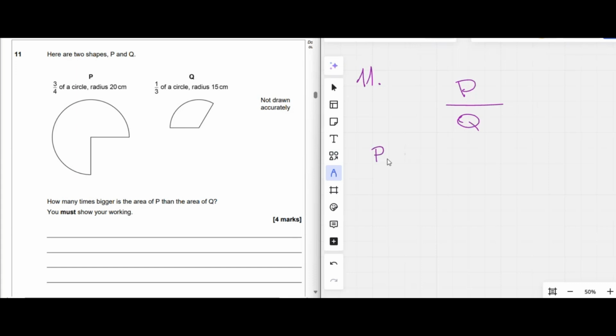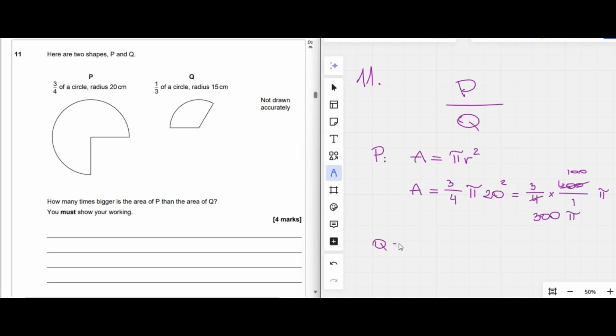So the area of P, and in P there's 3/4 of the whole circle, so let's put that 3/4 at the beginning, pi, and the radius 20 squared. Okay, 3/4 times 20 squared is 400, and then pi. So we can cancel this with that, leaving 100. So it's 300 pi.